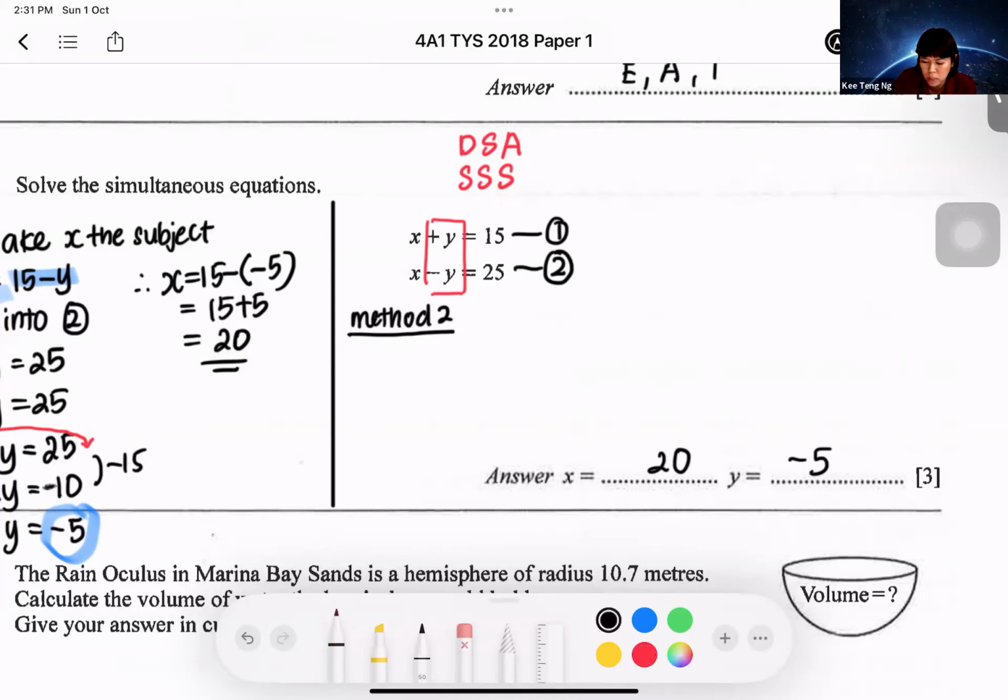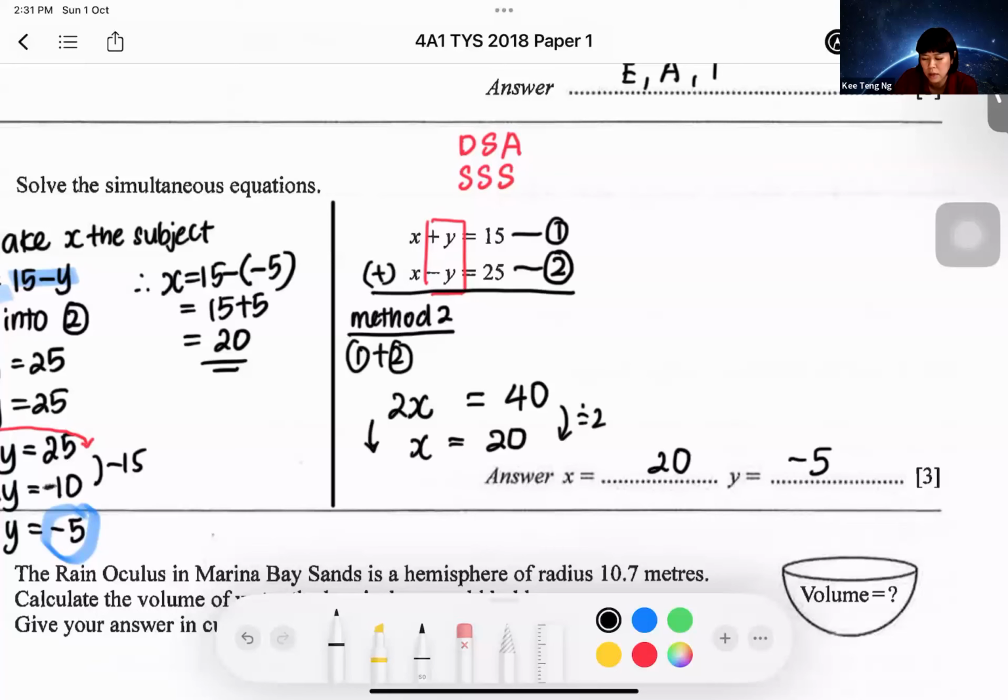So in this case, we take equation 1 plus equation number 2. So we add them up together. Addition, x plus x gives me 2x. Positive y plus negative y become no more y. 15 plus 25 gives me the number 40. Then now I don't want to get 2x, so I divide by 2. x will be equals to 20. Have you gotten the answer?